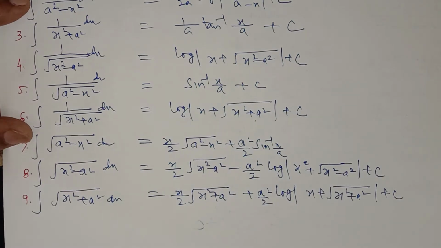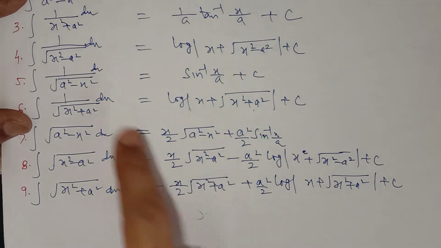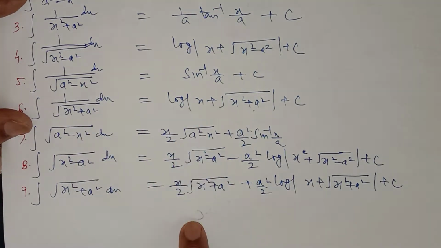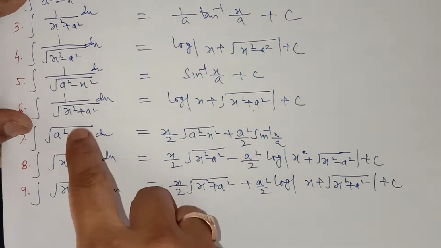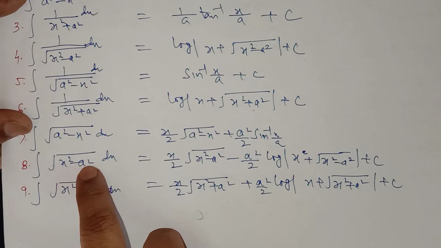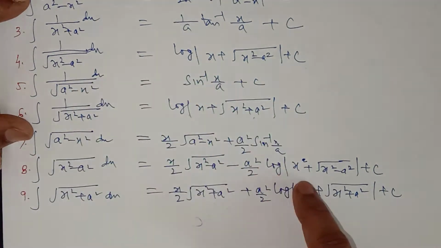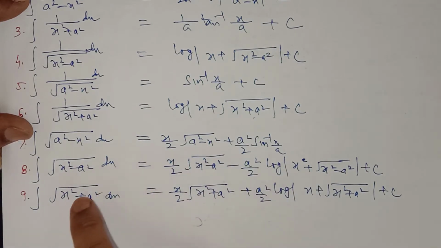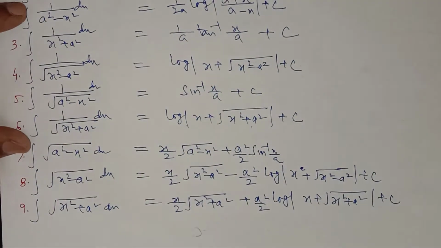You make your own method to learn these formulas, which is very important. This is the long answer: x by 2, x by 2, all 3 multiplied by these individually. Then we have a square by 2 for all 3, with signs plus, minus, plus. In under root a square minus x square, you have to use this. In under root x square minus a square, you have to use log of this. And in under root x square plus a square, we use log x plus this. So you can compare these formulas and learn.